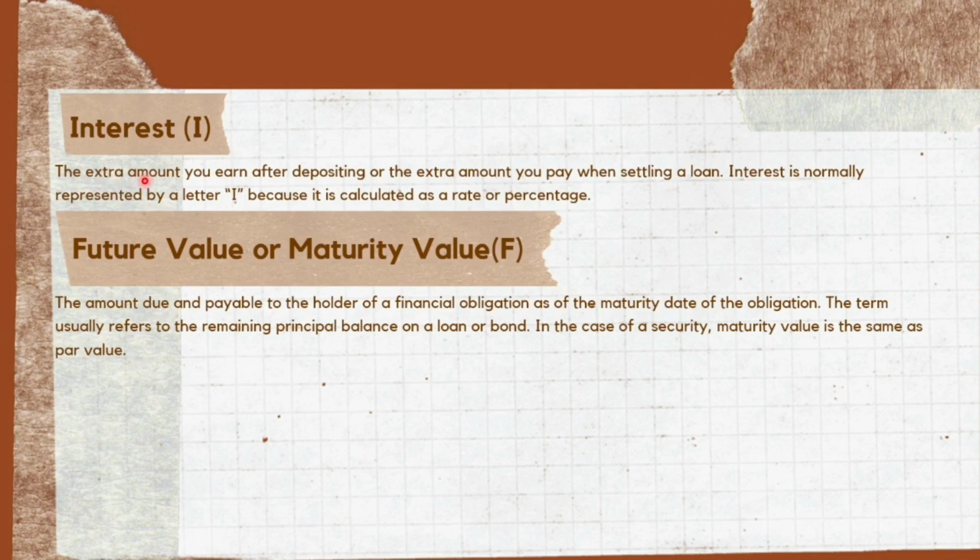Next, we have here interest. The extra amount you earn after depositing or the extra amount you pay when settling a loan. Interest is normally represented by a letter I because it's calculated as a rate or percentage. Future value or maturity value. The amount due and payable to the holder of a financial obligation as of the maturity date of the obligation. The term usually refers to the remaining principal balance on a loan or bond. In the case of a security, maturity value is the same as par value.